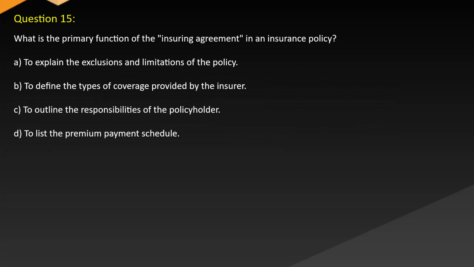Question 15. What is the primary function of the insuring agreement in an insurance policy? A. To explain the exclusions and limitations of the policy. B. To define the types of coverage provided by the insurer. C. To outline the responsibilities of the policyholder. D. To list the premium payment schedule.